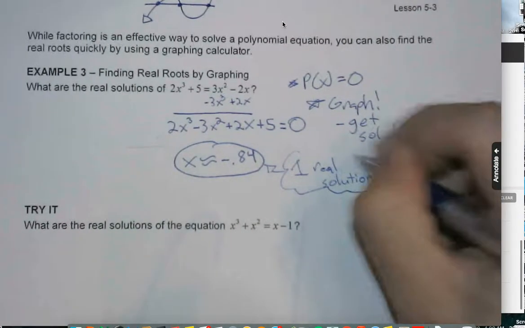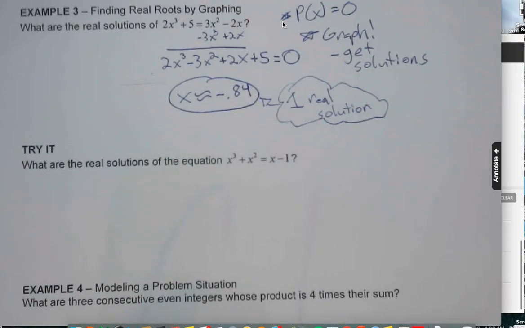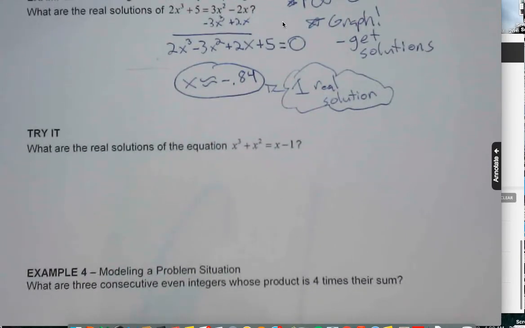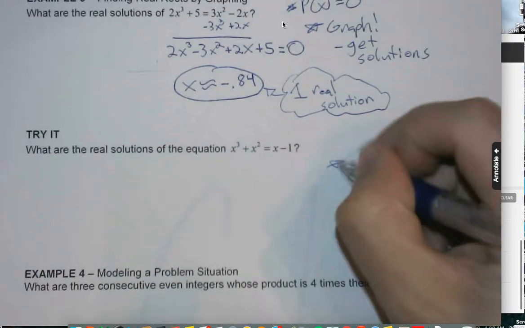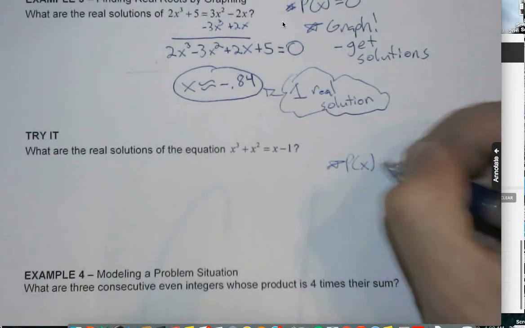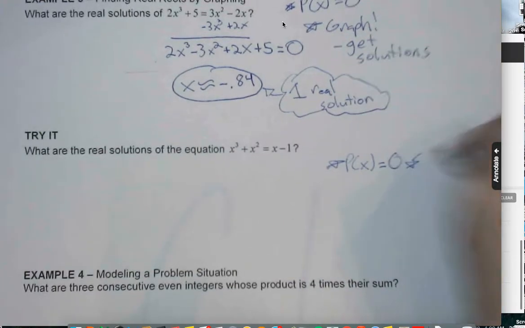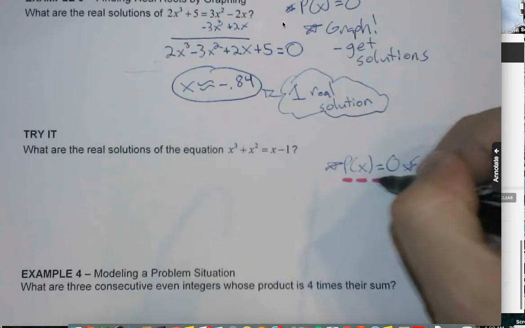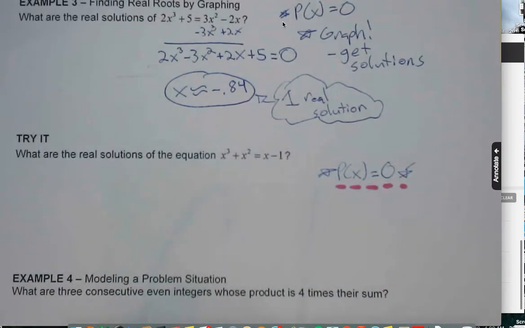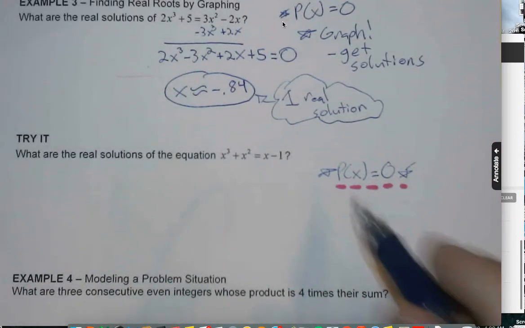I'll give you a moment to try the next one. Think about what this needs to look like. Well, first, again, make sure your polynomial is set equal to 0. This is where I see students trip up the most. So let's really make it a point to do this every time we're graphing these out. Make sure your polynomial is set equal to 0.